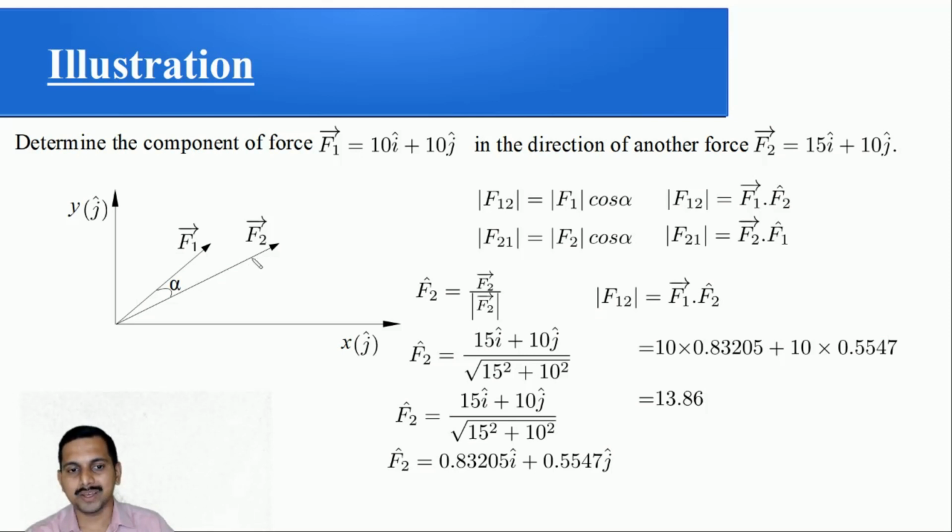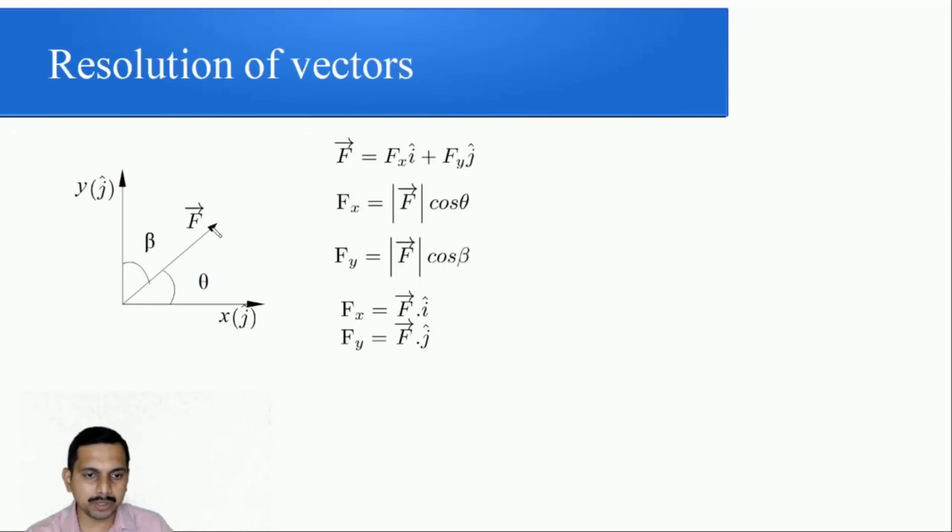This is one way. Similarly, the component of F2 in the direction of F1 can be given as F2 cos alpha. Now we will see one more thing. Whenever I say component, I can draw a line perpendicular here, and this distance from here till here is actually Fx.